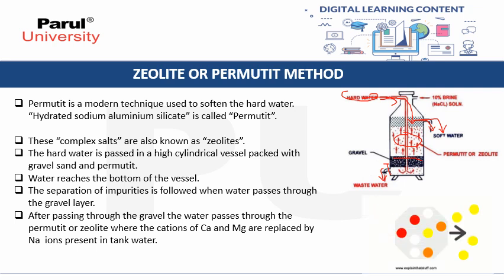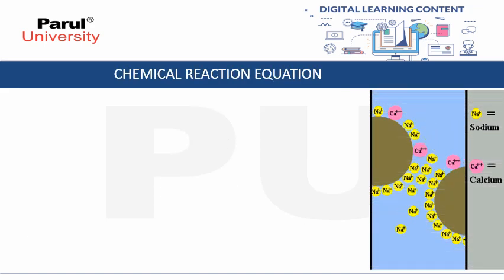Hence, when water passes through this gravel and the permutit or zeolite layer, the cations of calcium and magnesium are replaced. As shown here, only the soft water passes through the zeolite or permutit, and the calcium and magnesium ions are replaced by these sodium ions. As shown in the animation, the calcium ions replace the sodium ion, and the sodium ion goes out with the water, but the hardness-causing ion, that is calcium, is trapped in this zeolite.